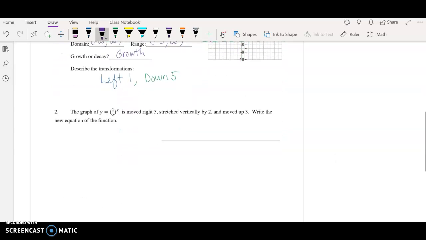And then your last one here, number 2, you have your graph. We want to move it to the right 5. We want to stretch it vertically by 2. And then one other thing we want to do is move it up 3. So what this would look like is the vertical stretch by 2 is your a value. That's going to go out in front. So that's going to be 2. We're going to leave 1/2 to the x alone just because that was our original function.